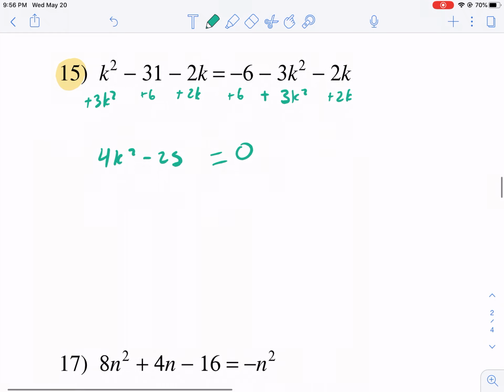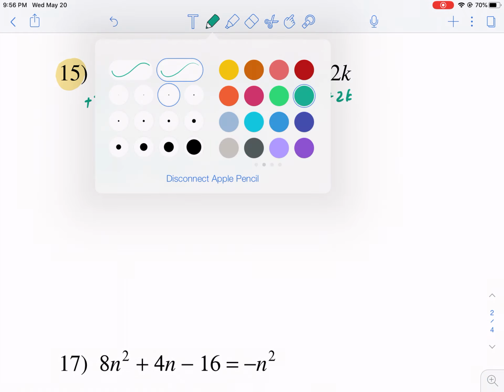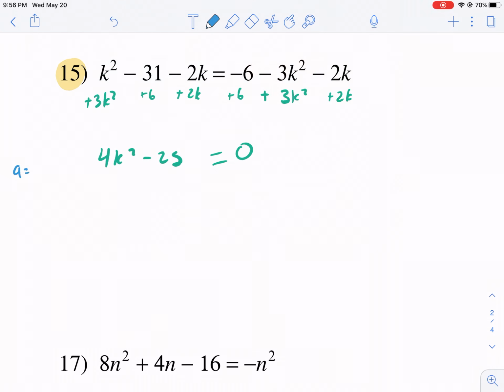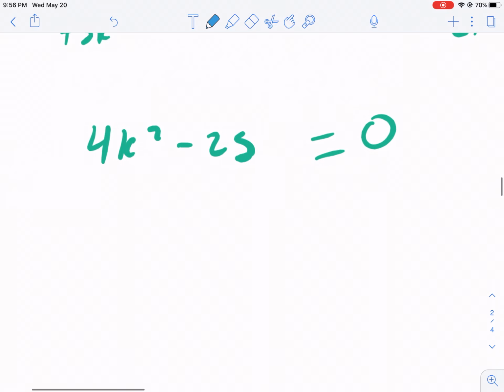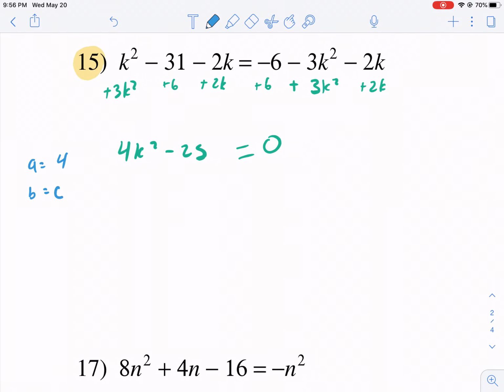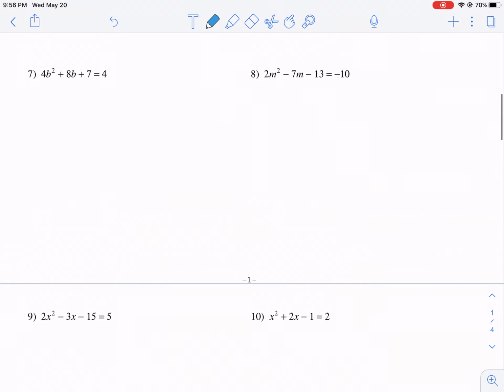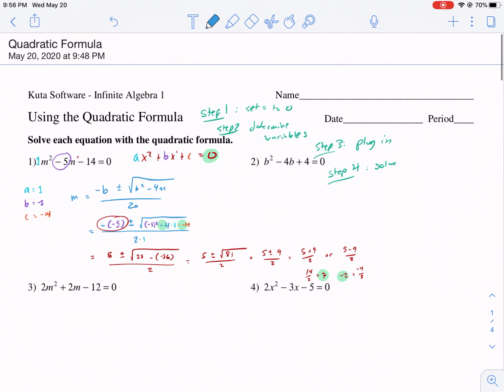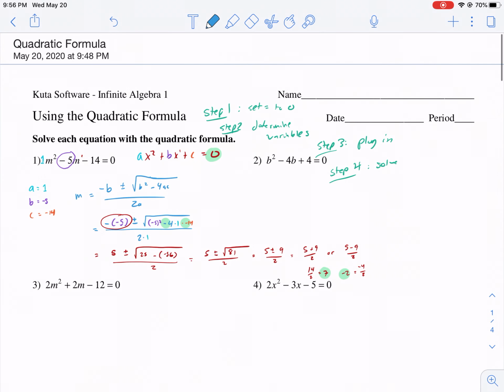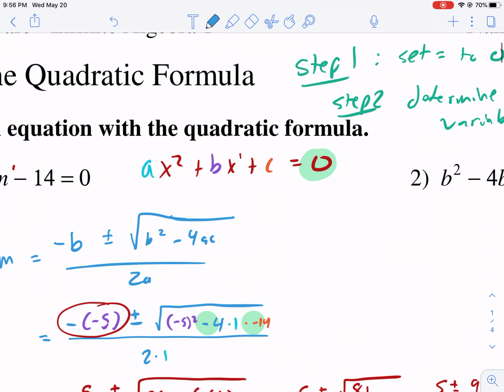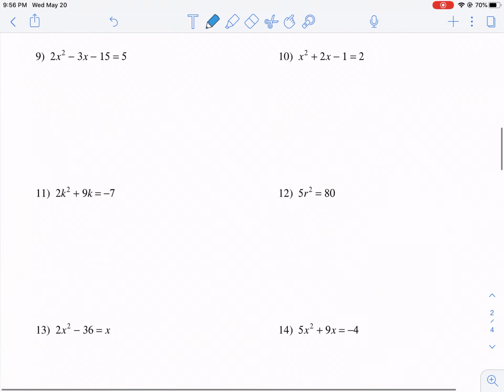So this is going to be an interesting one. Let's determine our variables. So we have a equals 4. We have b equals, look, there's no b. What do we write? 0. If 0 times x gives us 0, then it wouldn't even show up. That's the whole point. If b equals 0, then it doesn't show up.